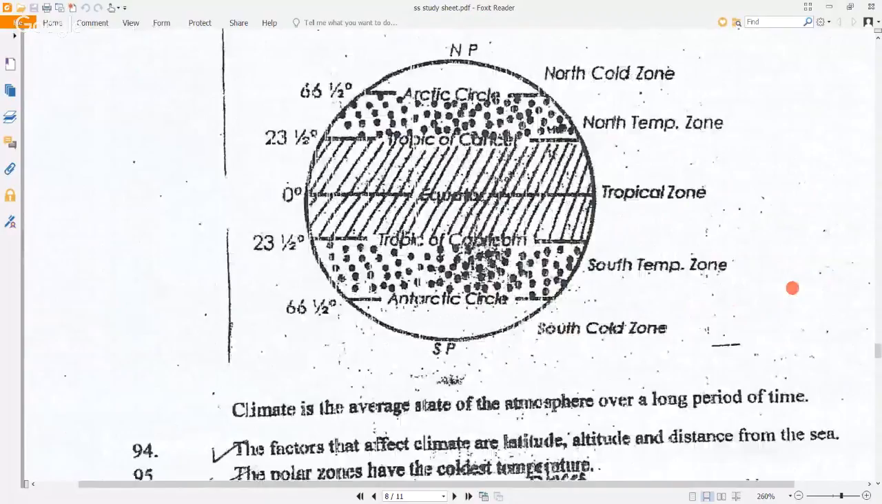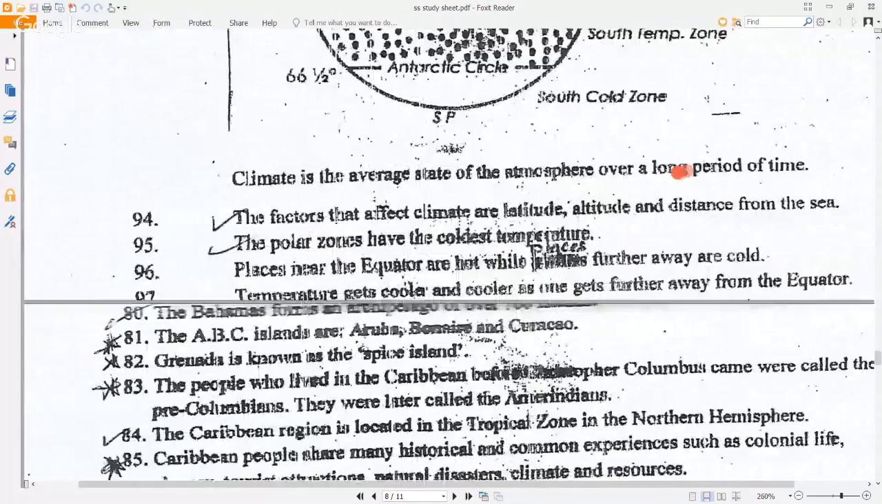Climate is the average state of the atmosphere over a long period of time. The factors that affect climate are latitude, altitude, and distance from the sea. The polar zones have the coldest temperature. The equator is hot, while places further away are cold. Temperature gets cooler and cooler as one gets further away from the equator.